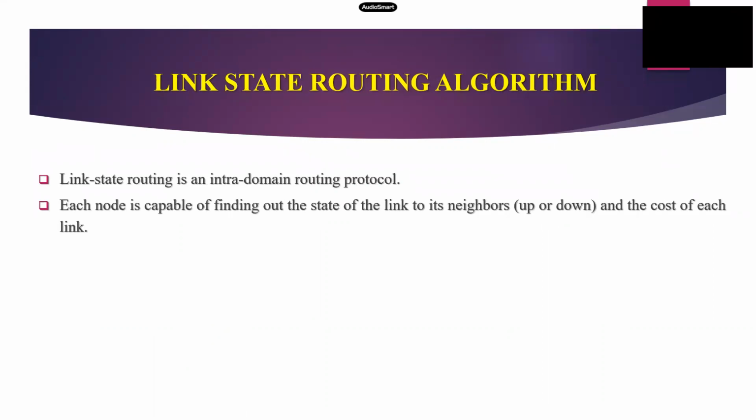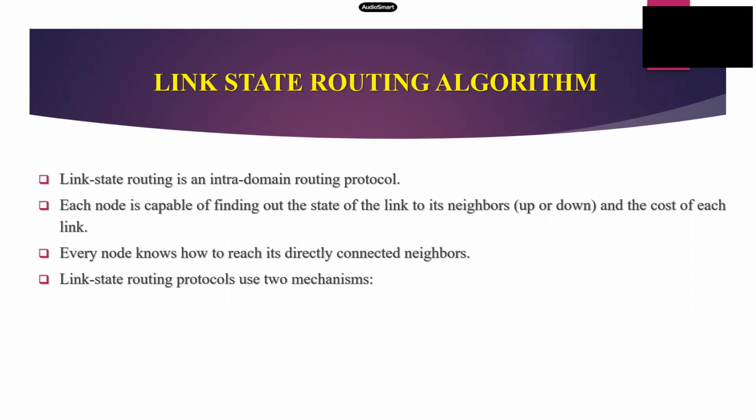So how to find its neighbor node? Not only in a single direction, you can move either upward or downward, left side and right side, and the cost of each link. So this is the way to find out the neighbor node. Every node knows how to reach its directly connected neighbor.